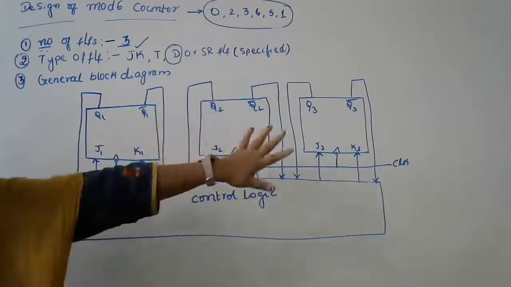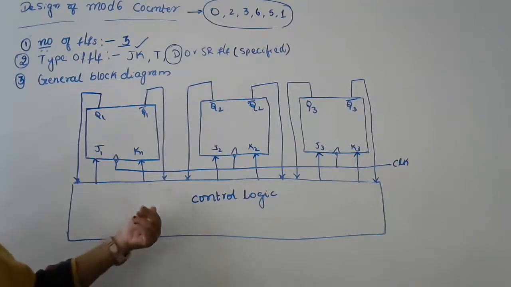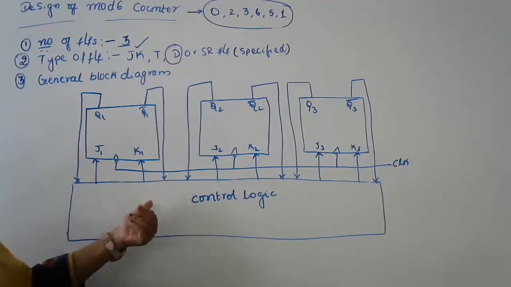What are my flip-flops doing? They are generating the count. But what should be the count of the previous state and what should be the count of the next state? That will be decided by my control logic. So what is our agenda now? Our agenda is to design this control logic.